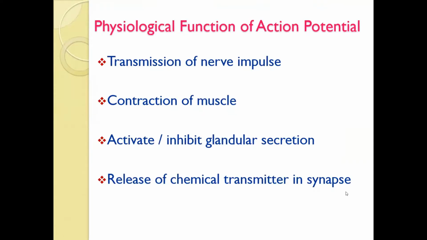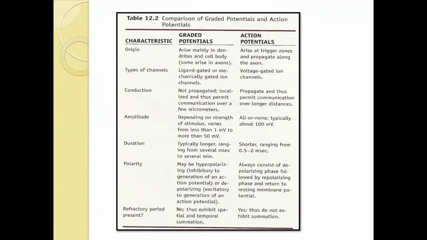What are the physiological functions of action potential? The first one is transmission of nerve impulse, contraction of muscles, activating and inhibiting glandular secretion, and release of chemical transmitter in the synapse. For undergraduate level, I normally ask them to compare and contrast the graded and action potential. This is used to answer their marking slip. At postgraduate level, this is a revision. You must now know what graded potential and action potential are.